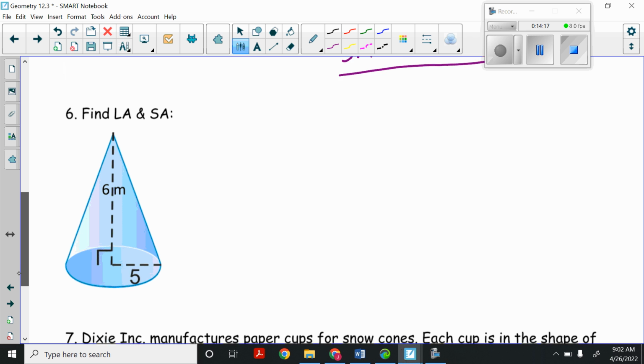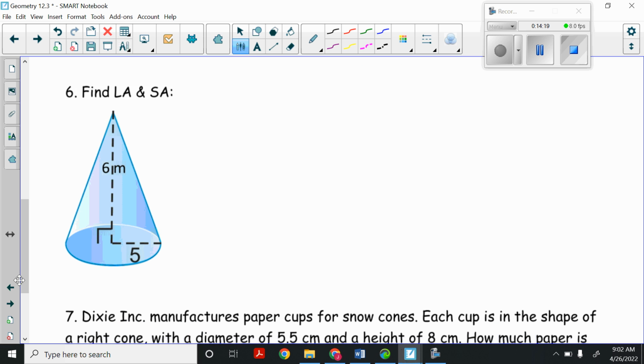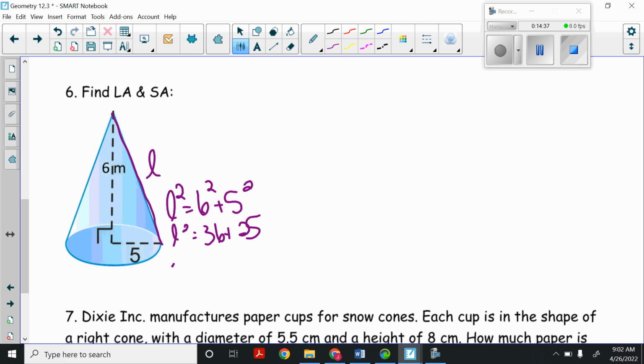So let's look at another cone, find the lateral area and the surface area. So again, here, I don't have my slant height, so I'm going to have to find my slant height first. It is the hypotenuse because I have the height of the cone. So I'm going to have L squared equals 6 squared plus 5 squared. So L squared equals 36 plus 25. L squared equals 61. So L is the square root of 61. And I'm going to leave it as the square root of 61 in my formula.